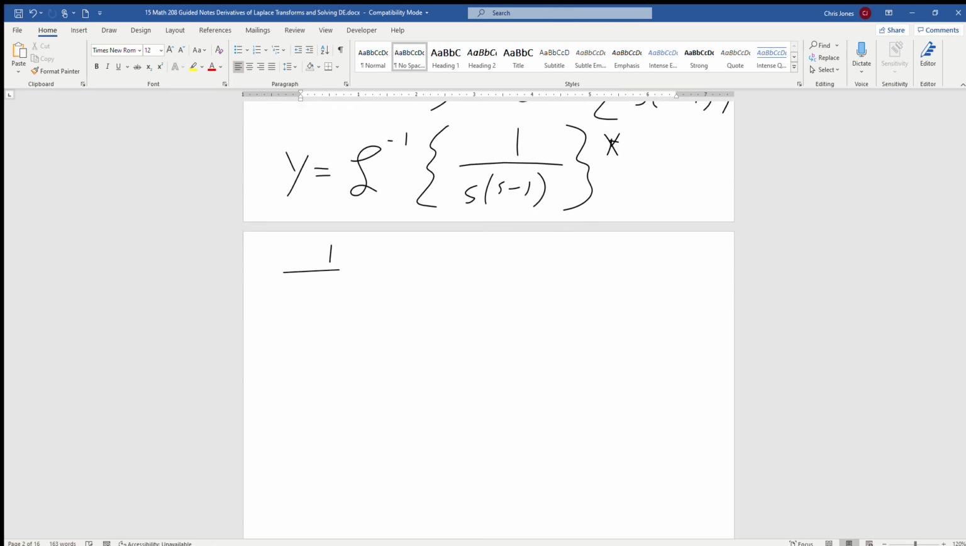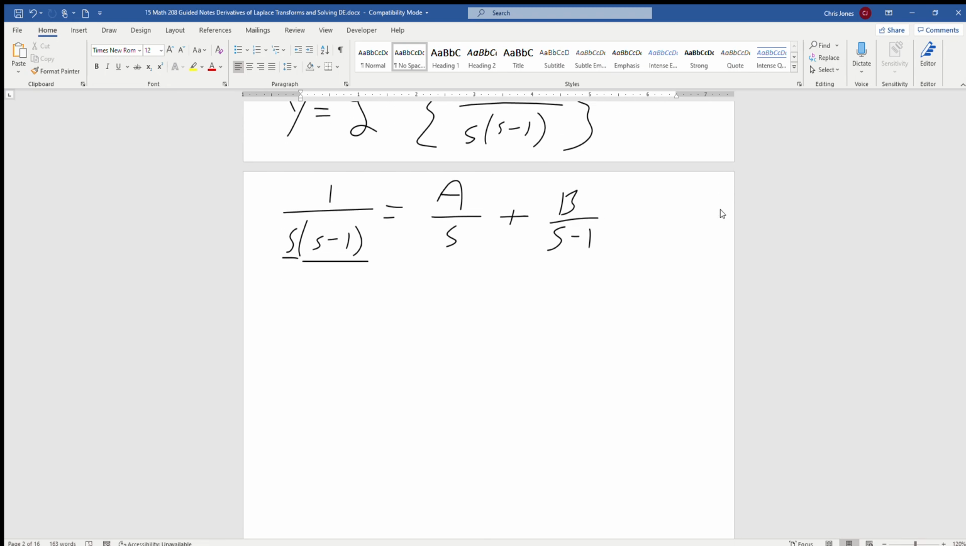So we're going to have 1 over s times s minus 1. Now notice we have all linear factors. So we have a linear s and we have a linear s minus 1. So the undetermined coefficients for this, or the undetermined variables, whatever you want to call them, are going to be A over s plus B over s minus 1. We're going to multiply through by the common denominator, and this is going to turn into 1 equals A times s minus 1 plus B times s.